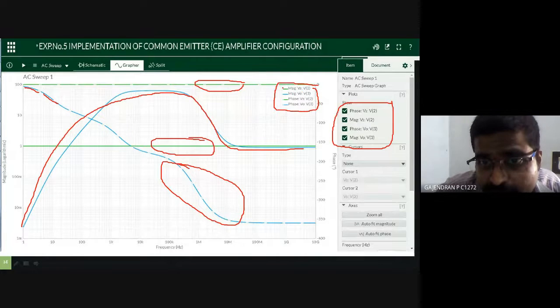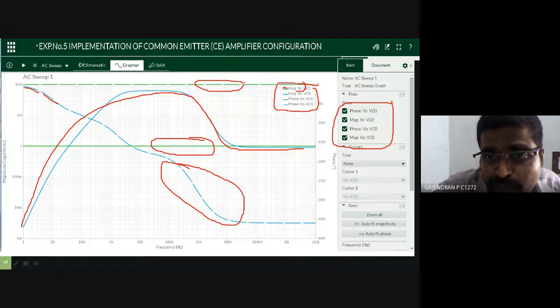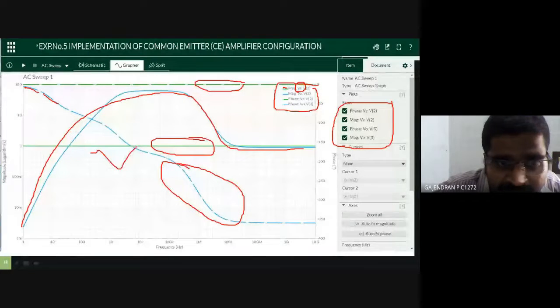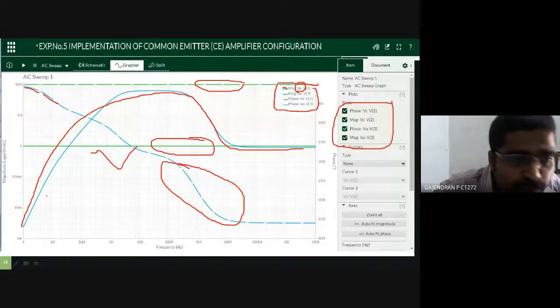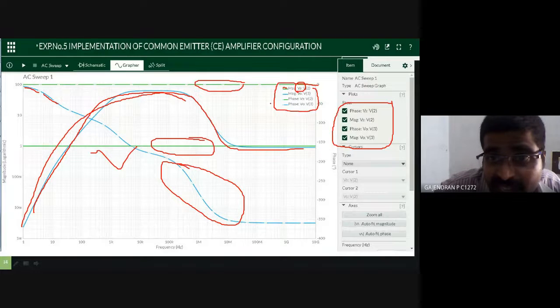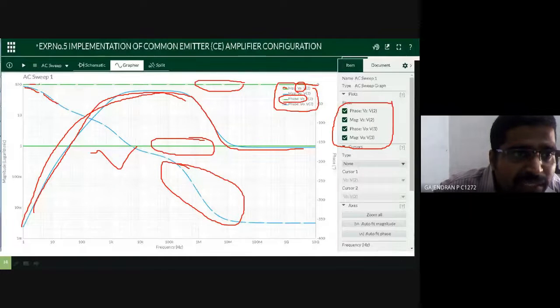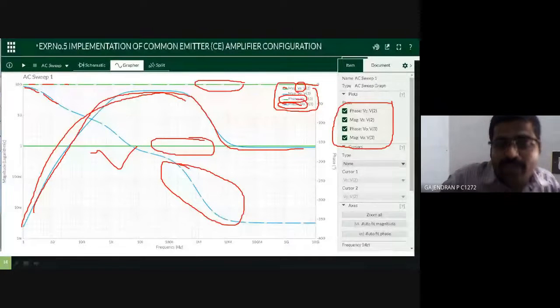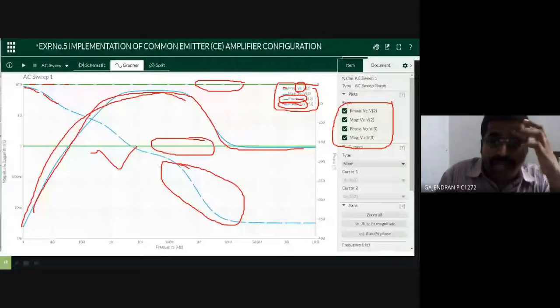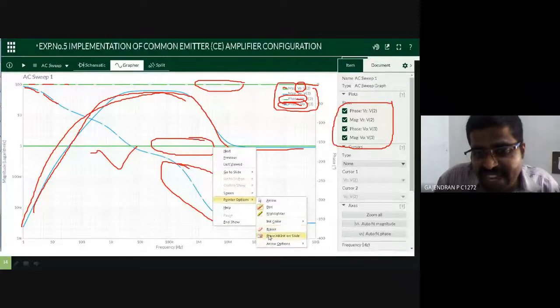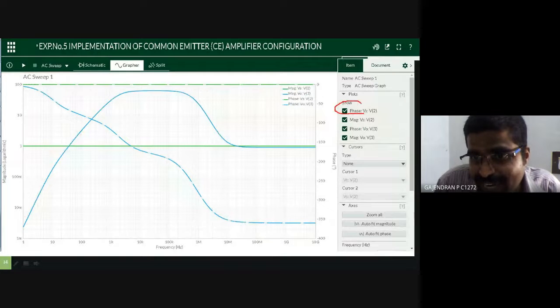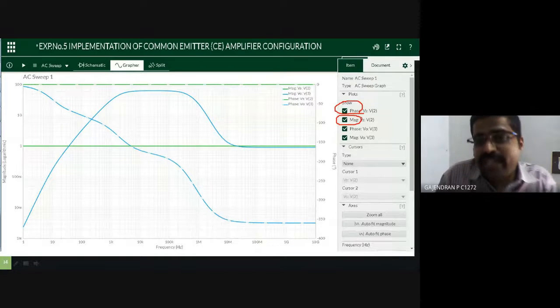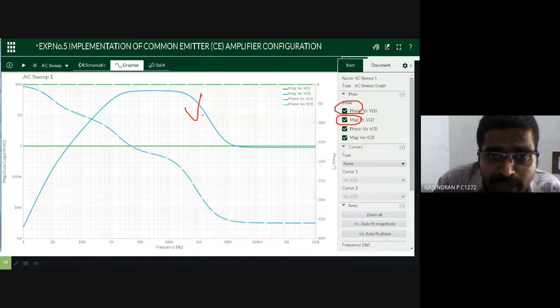Magnitude is a continuous line. The magnitude of the input signal, Vs, is green. The magnitude of the output signal is the blue continuous line. Then the phase of Vs is the discontinuous green line, and the discontinuous blue line is the phase of the output voltage. That means in this we have two parameters, phase and magnitude. Actually, we are interested in only the output magnitude.